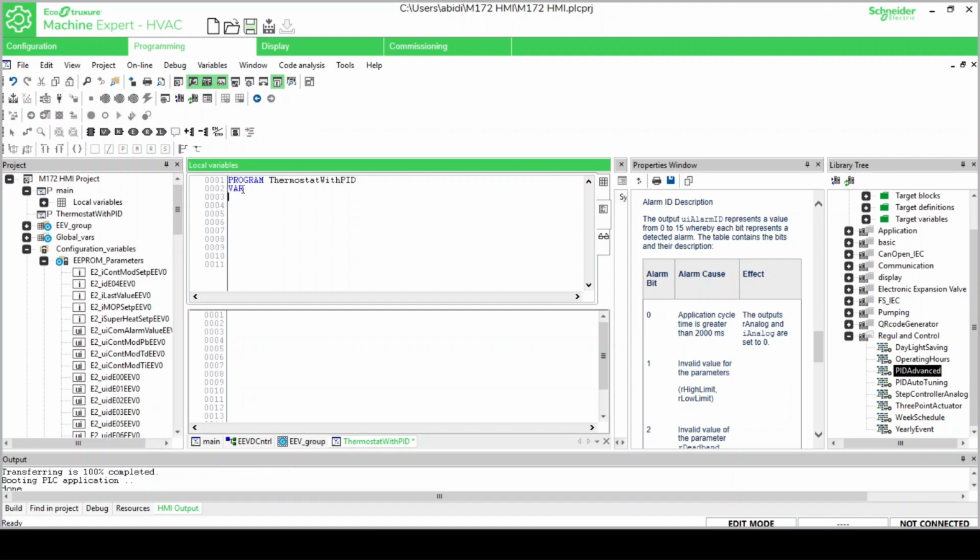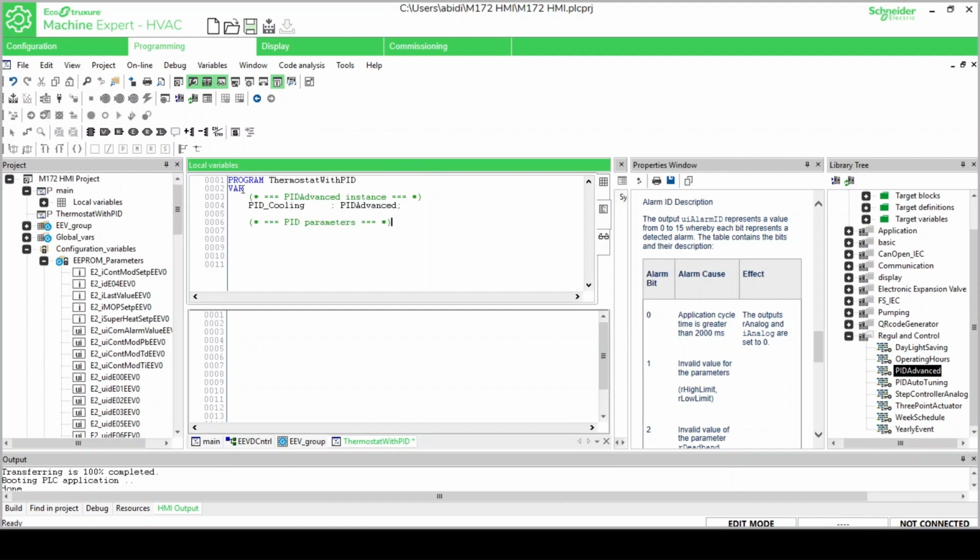Instead of switching equipment completely on or off, the PID controller produces a continuous output between 0 and 100%, which can be used to control devices such as variable speed fans, valves, or compressors. First, let's review the variables used in this program. We begin with the PID controller instance. PID_cooling: PIDAdvanced. This creates an instance of the PIDAdvanced function block, which performs the PID control calculation.